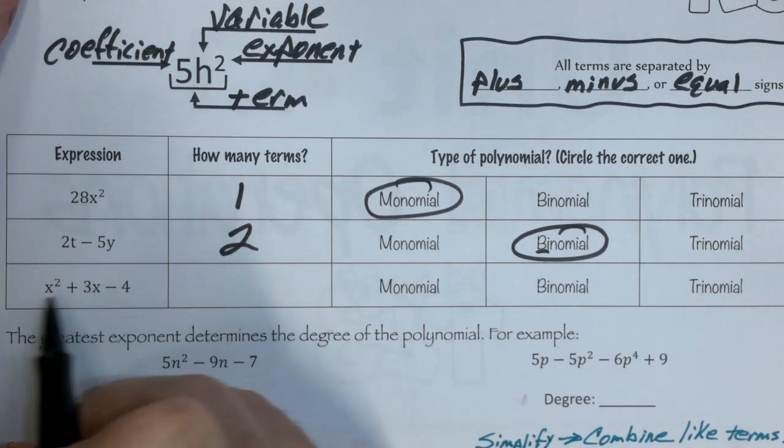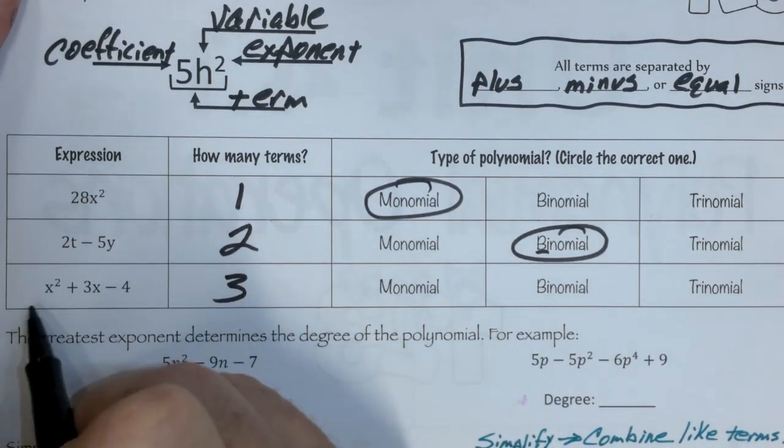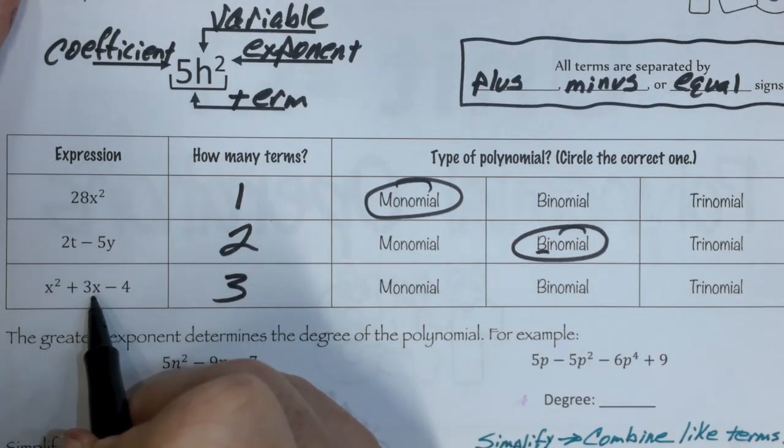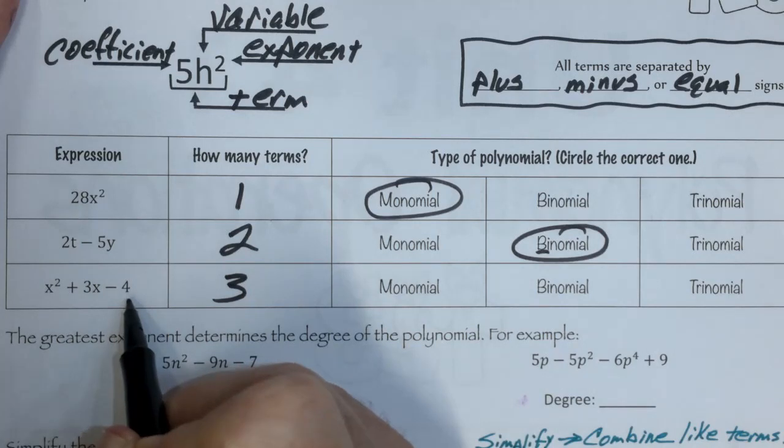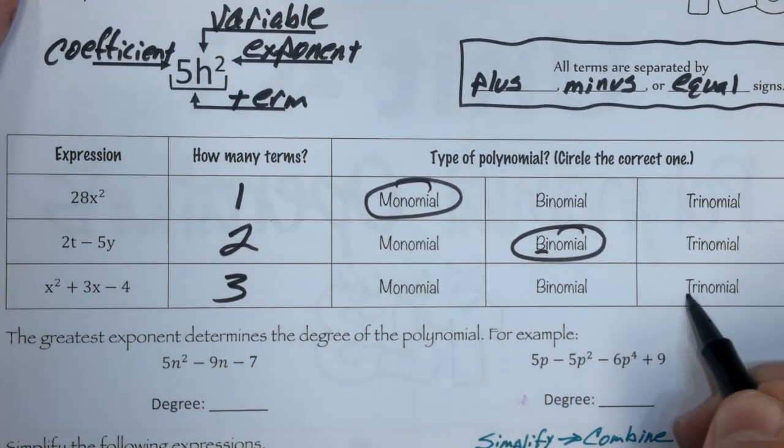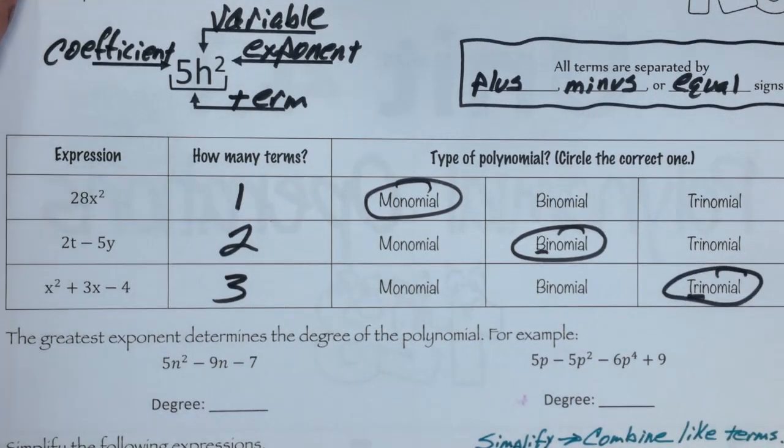Notice this has three terms. x squared is a term, plus 3x, that's a term, minus 4, that's a term. So this is called a trinomial. Tri means three.